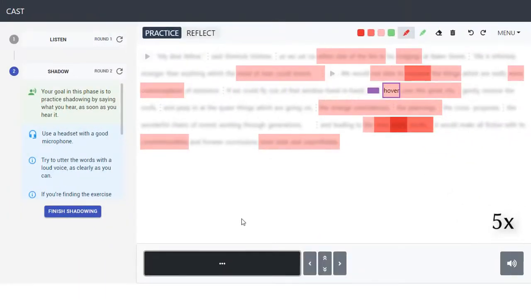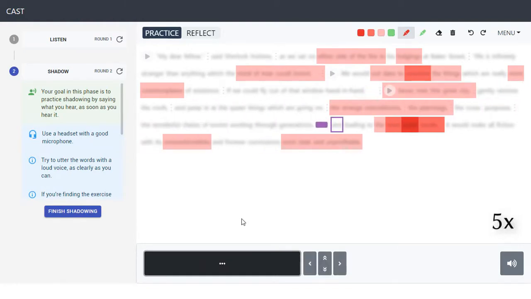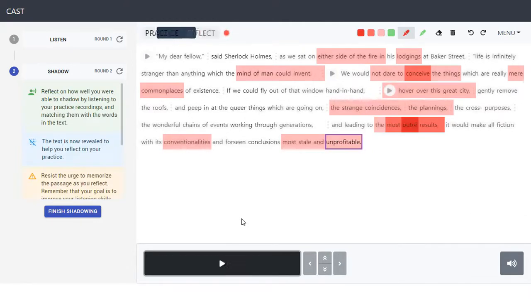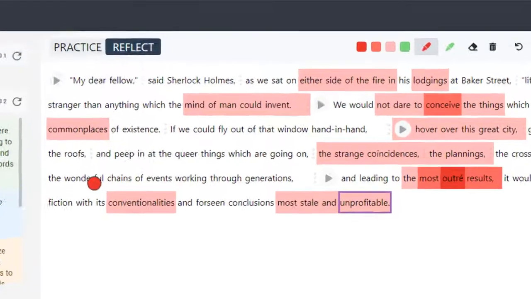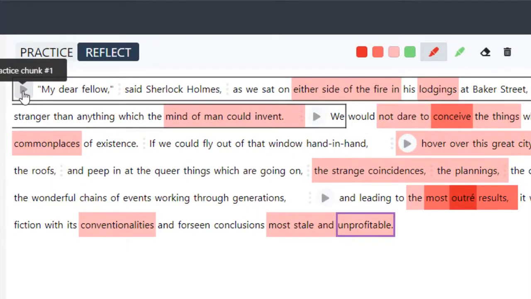CAST quietly records all shadowing attempts and embeds them into the transcript in a manner that makes comparisons with the text easy. Learners can hear themselves after shadowing and self-evaluate their listening ability by spot-checking recordings against the text.